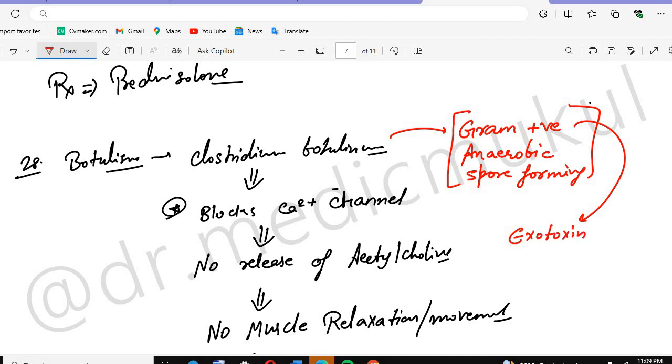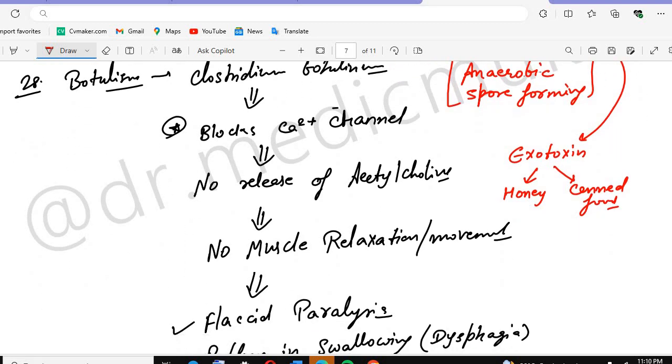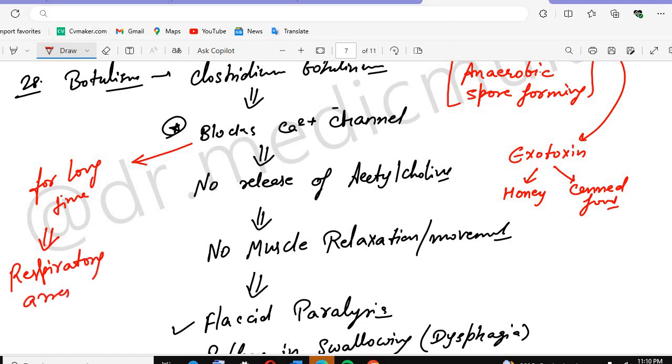We release the exotoxin, and this exotoxin will be present in honey or canned foods. Okay, and what they will do is block the calcium channel. If it blocks the calcium channel for a long time, the patient can land up with respiratory arrest.